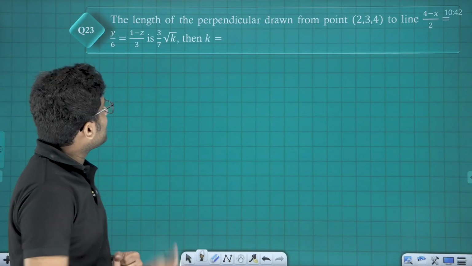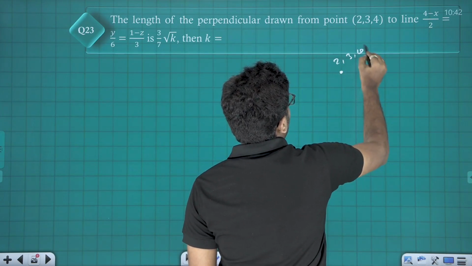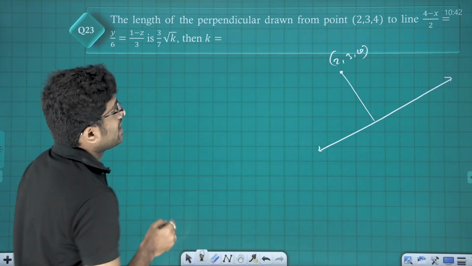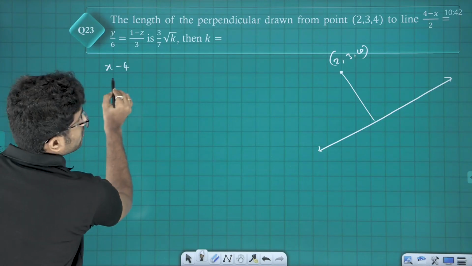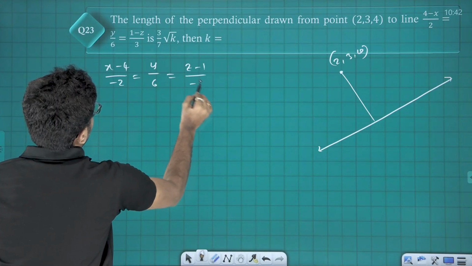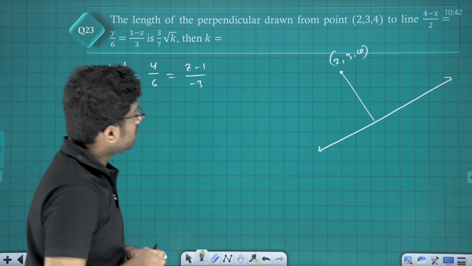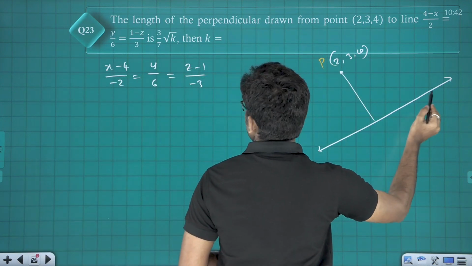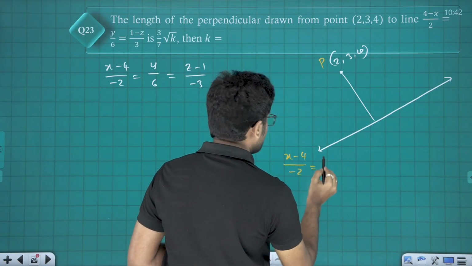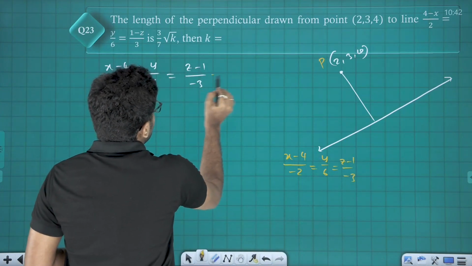That's it. Next question. The length of the perpendicular drawn from the point (2, 3, 4) to the line. First, consider the line in standard form, friends: (x minus 4) by minus 2 is equal to y by 6 is equal to (z minus 1) divided by minus 3. Now let this be point P. So this is the equation of the line. Let us say this is equal to some r.